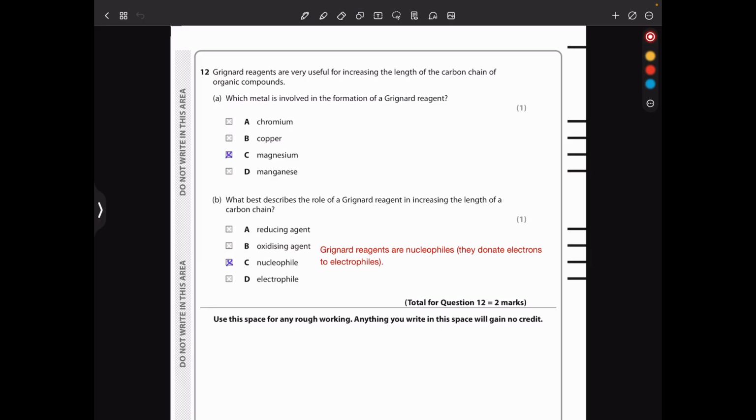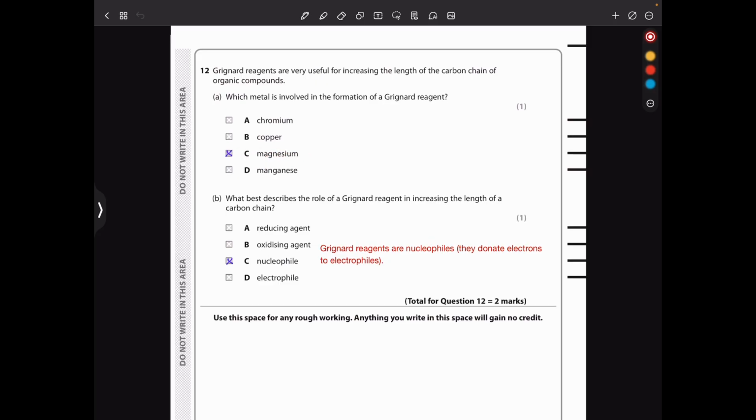In question 12, Grignard reagents are very useful for increasing the length of the carbon chain of organic compounds. Which metal is involved in the formation of a Grignard reagent? This should be magnesium. So the answer is C. Then in part B, what best describes the role of Grignard reagents in increasing the length of a carbon chain? Because it has some halogens like Br, it's going to act as a nucleophile. So the answer should be C.